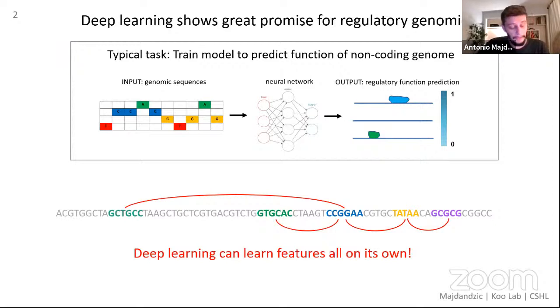So, deep learning shows great promise for regulatory genomics. In regulatory genomics, one common task is to train a neural network to take DNA sequences as input and have it predict a regulatory function, such as transcription factor binding. Unlike previous methods like position weight matrices, which are specifically designed to uncover binding motifs, deep learning methods can learn the same motifs, but also their complex dependencies, such as regulatory grammars or soft motif syntax, using a single flexible model.